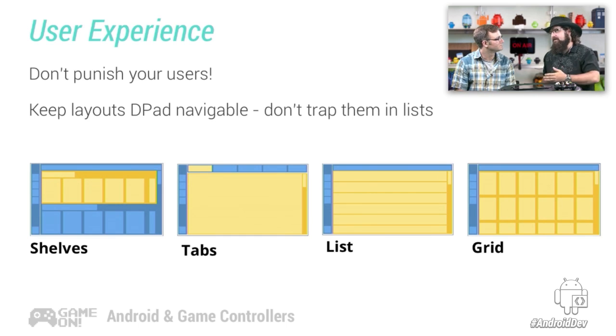And tabs can be utilized in this fashion to help a user jump between a lot of content. Lists, it's okay to use lists, but always provide the out. Allow the user to jump to the left or to the right as appropriate. And grid is always good. Grid maps very well to D-pad, we find.